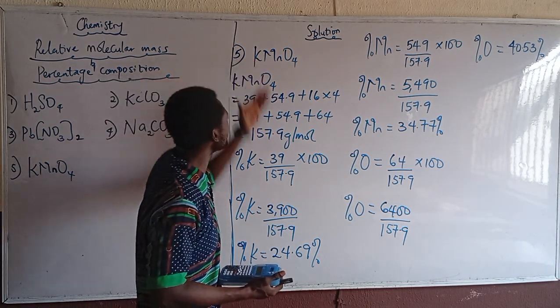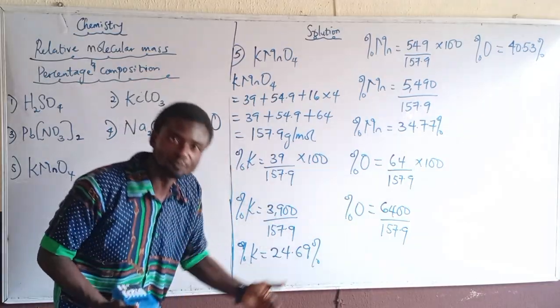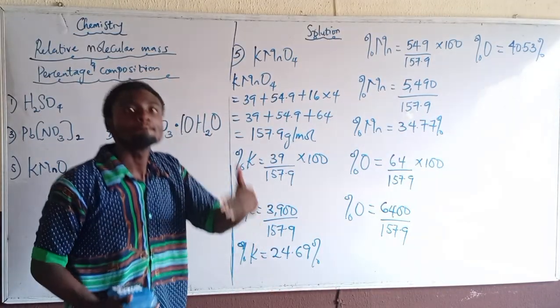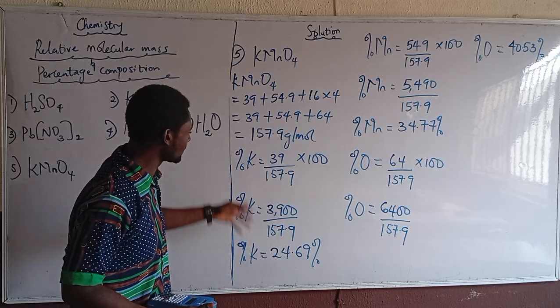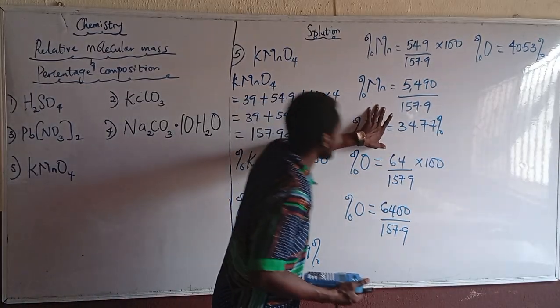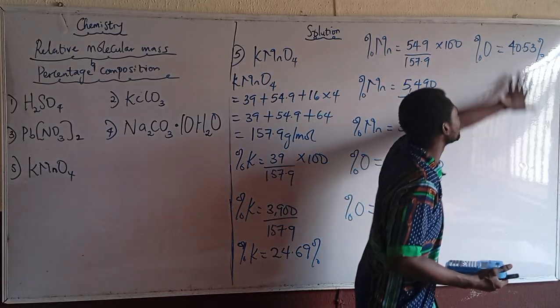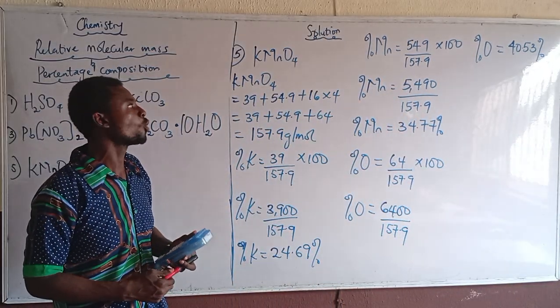So here is KMnO4, which is potassium tetraoxomanganate 7 or potassium permanganate 7, and this is the relative molecular mass. This is the percentage composition of potassium, this one is for manganese, and this is for oxygen. So when you add the percentages, everything will be equal to 100.